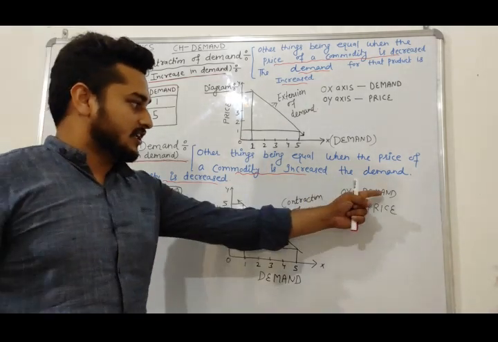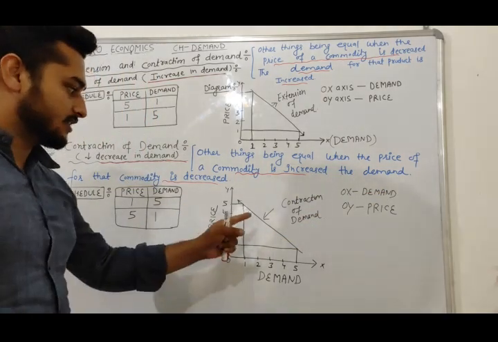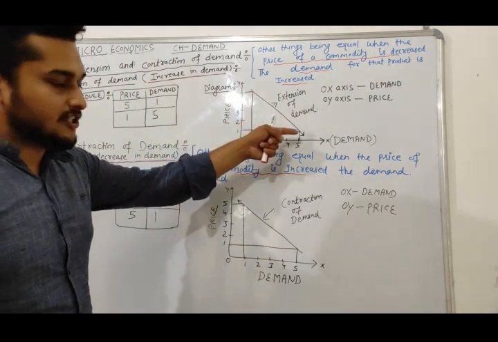Again, on the OX axis we will take demand and on the OY axis we will take price. So it's a contraction of demand and it's an extension of demand.